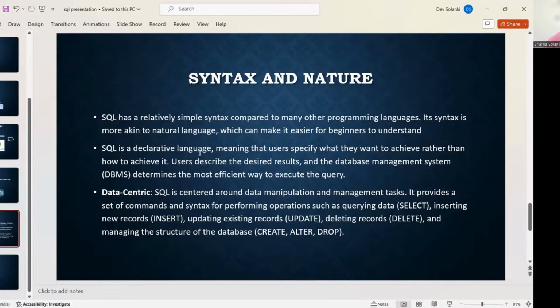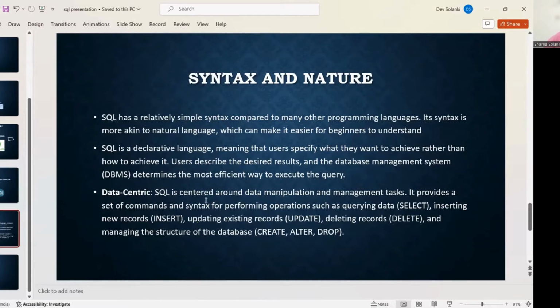SQL is a declarative language, meaning that users specify what they want to achieve rather than how to achieve it. Users describe the desired result, and the database management system (DBMS) determines the most efficient way to execute the query. So here we can put in a condition if we want particular data, for example that we want only three subjects' marks. This type of thing we can do in SQL. The database management system software will automatically find and give us our result.